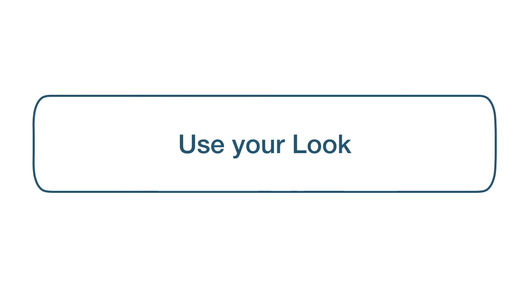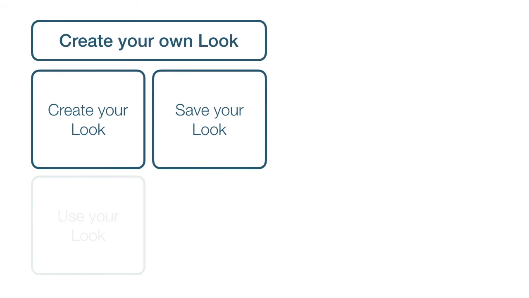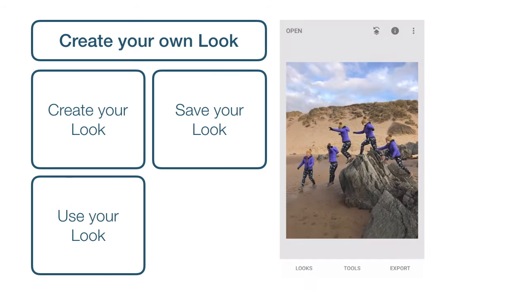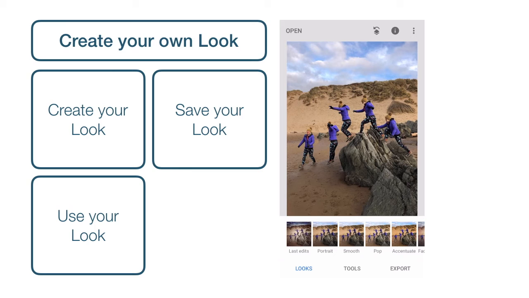Now you've saved your look, it's there waiting for you to apply it to any image you like in the future. Here's how. To use your look, simply open a photo, like this one here, then tap Looks, and scroll along the Looks menu until you find the one you're looking for.